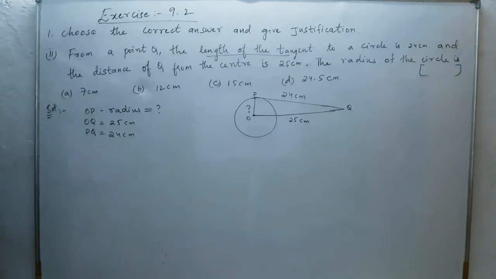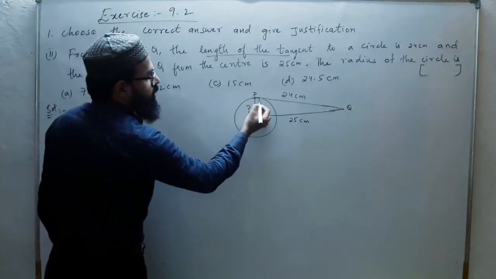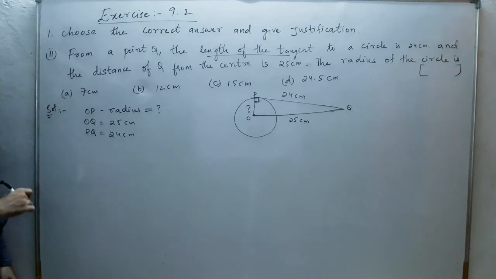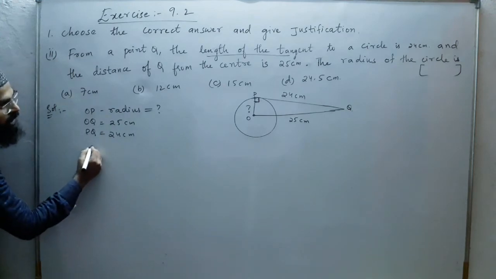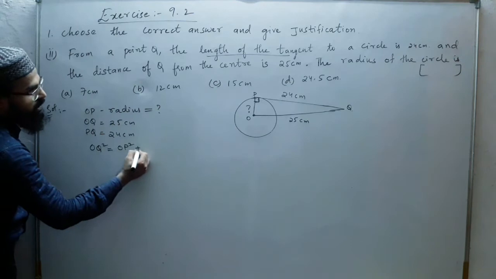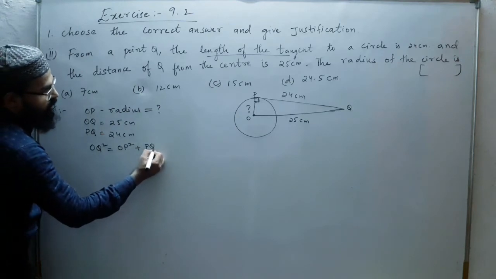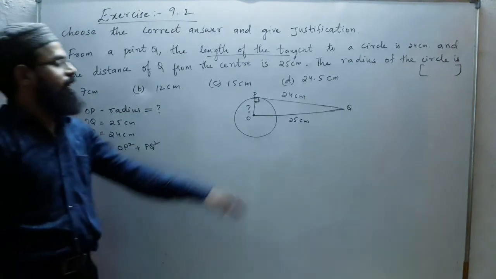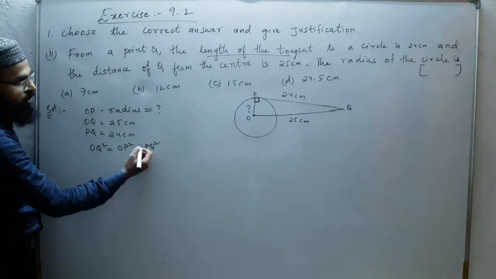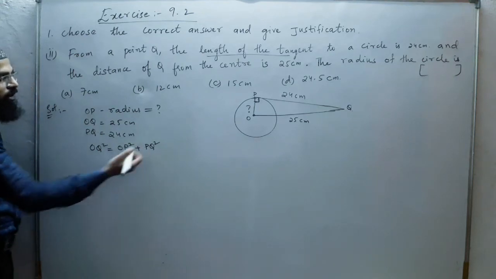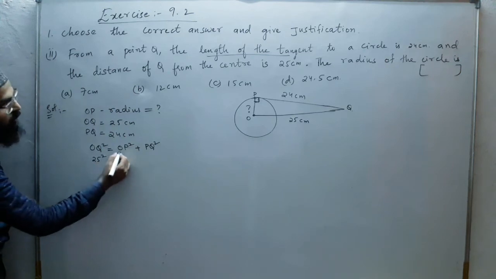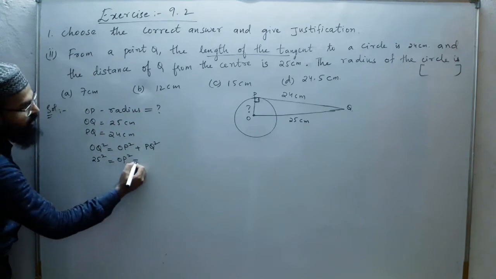Next, according to Pythagoras theorem or from previous problems, we know that this angle is 90 degrees. Because of this angle, we can use Pythagoras theorem. According to Pythagoras theorem, hypotenuse square OQ square is equals to opposite square OP square plus adjacent square, that is PQ square. OQ is 25 centimeter. OP we have to find the value.